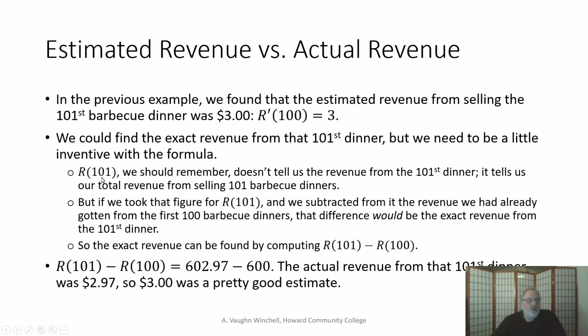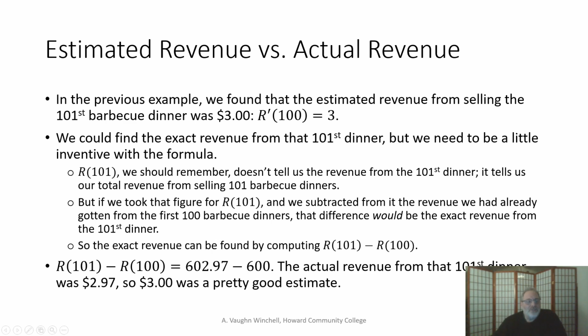This bullet point right here, R of 101, doesn't tell us how much money from the 101st dinner. It tells us how much money we bring in if we sell 101 of these barbecue dinners. But I could compute that. I mean, I own a calculator. I have a formula. I just plug it in, push the buttons. Easy peasy.